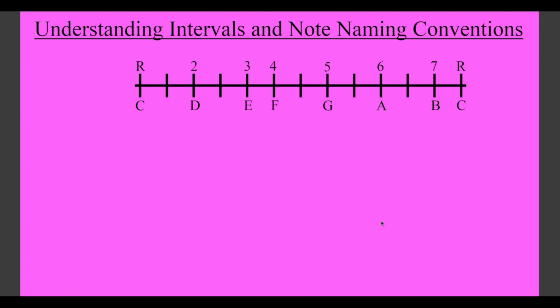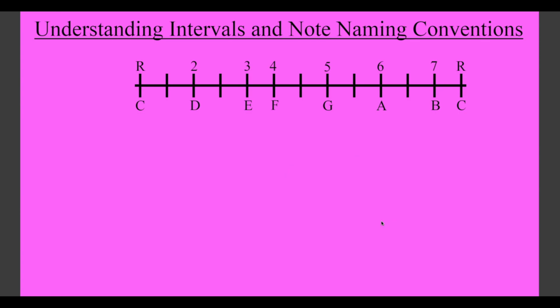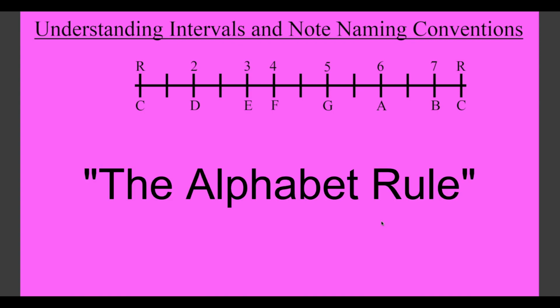So, today I wanted to talk about, as it says on the top, understanding intervals and note naming conventions. What do we mean by this? Intervals are pretty easy to understand. They're literally just the spaces between notes. This will help you out with chord construction as well as scales. Then there is also the note naming conventions part of it. This could be referred to as the alphabet rule.